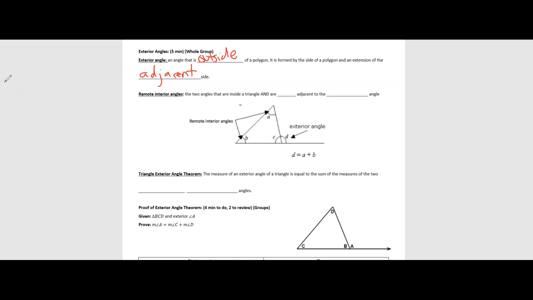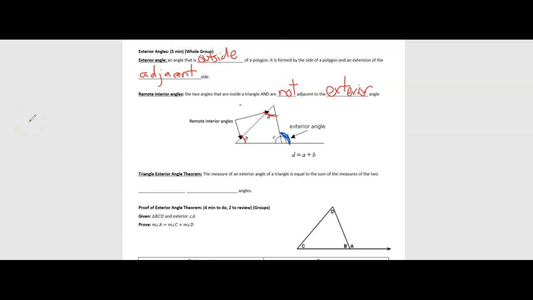Remote interior angles. These are the two angles that are inside a triangle and are not adjacent to the exterior angle. And then we have a diagram here. All right, so I have my exterior angle on the outside of the triangle. I have my two remote interior angles, which are the angles that are not adjacent to that angle, right? Angle C is adjacent to the exterior angle, whereas A and B are not. So that is why they are the remote interior angles.